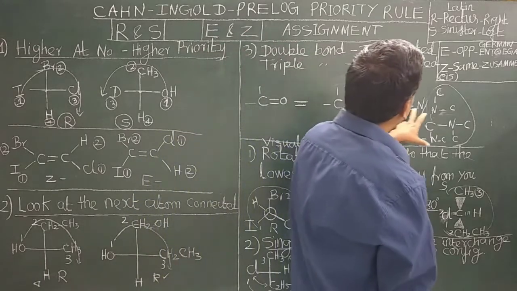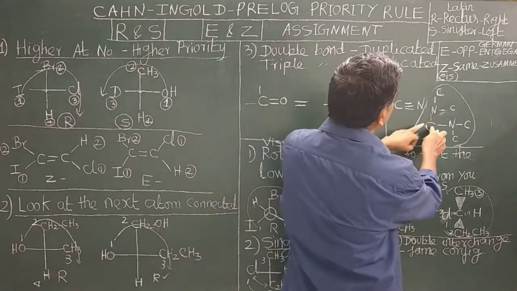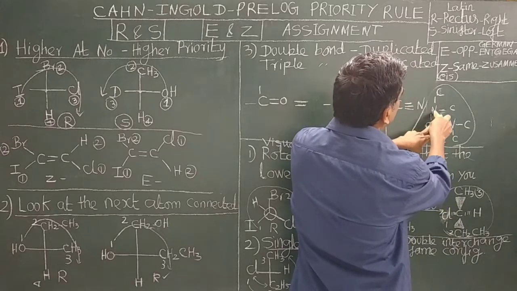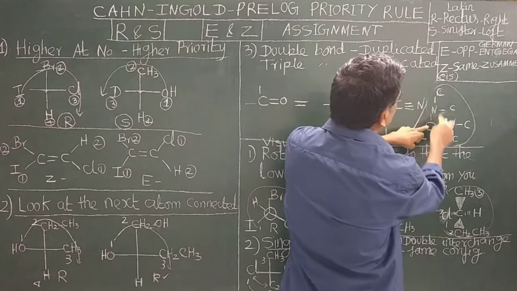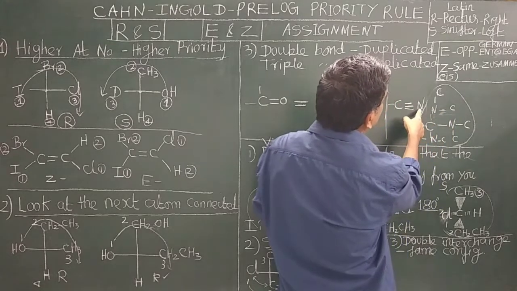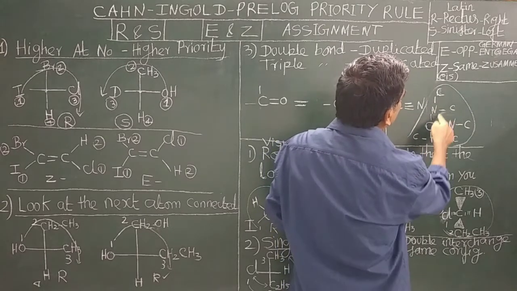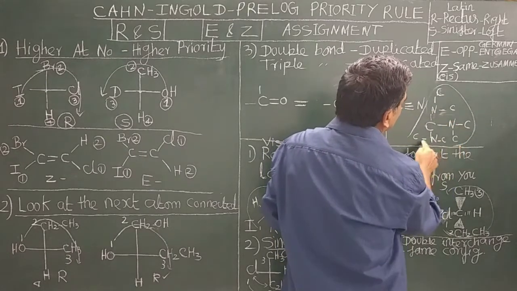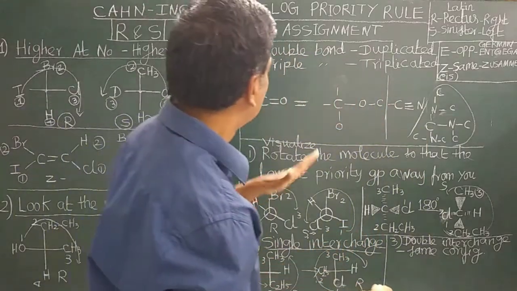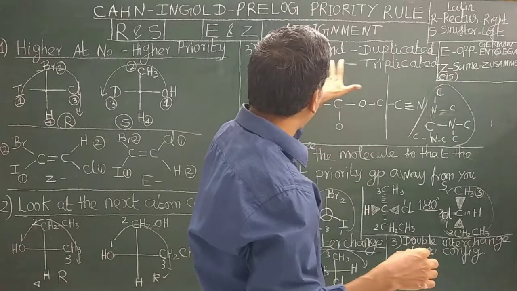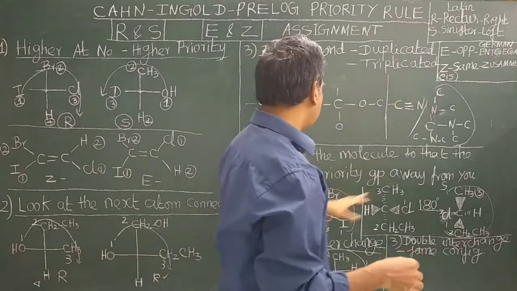Next, C triple bond N, it is triplicated, therefore carbon is connected to nitrogen three times. And look at each nitrogen, it is connected to 3 carbon, therefore 1 carbon and 1 carbon. So according to sequence rule 3, the double bond is duplicated and triple bond is triplicated.